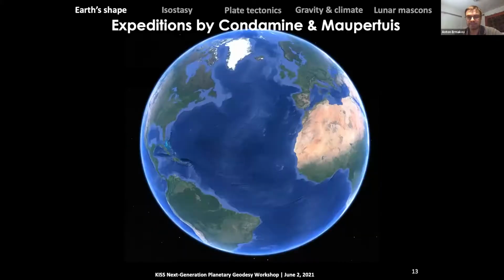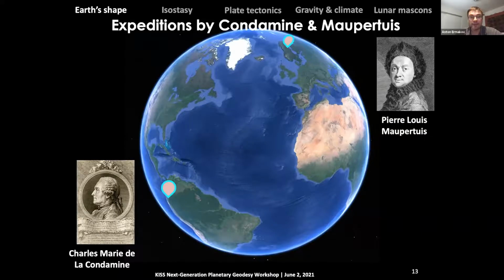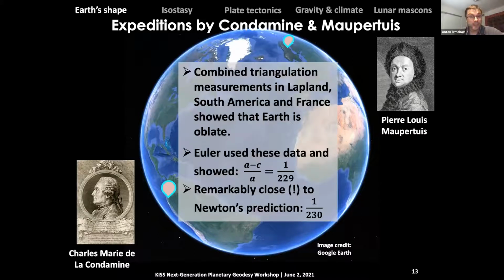So the French Academy of Sciences decided to resolve this debate and sent two expeditions, one to South America, modern-day Ecuador, which was led by Charles de la Condamine, and the other expedition to modern-day Finland, the Lapland region near the Arctic Circle, and this expedition was led by Pierre Bouguer. And combined triangulation measurements in Lapland, in South America, and France showed that the Earth was oblate.